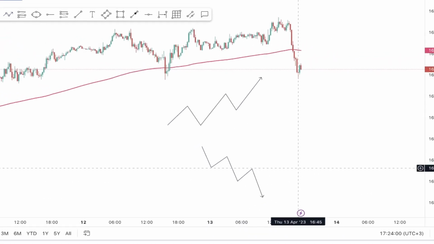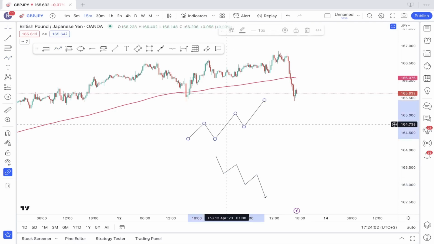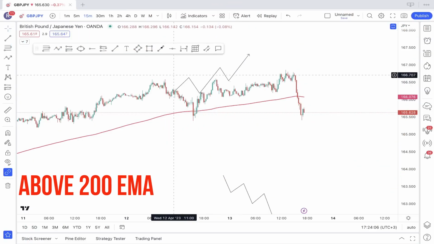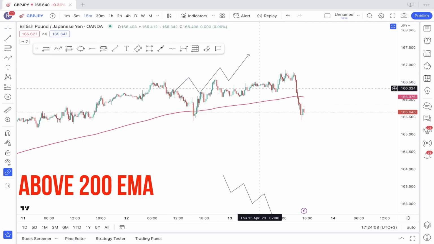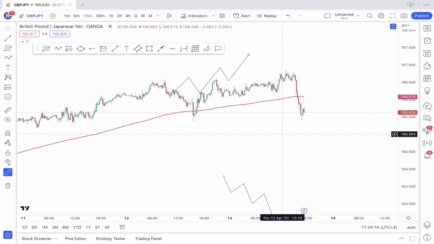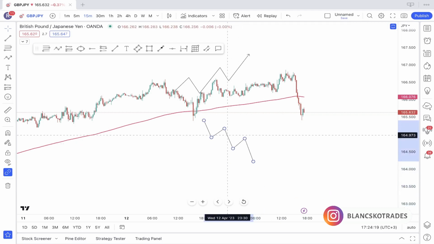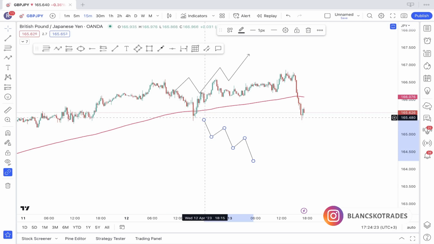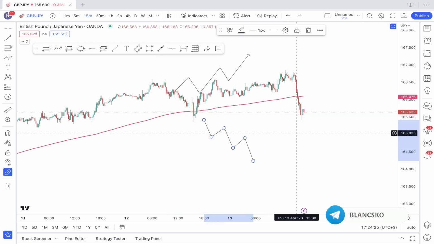Now, the second thing, when we have bullish market structure, we want the price to be above the 200 EMA to look for setups. If we have bullish market structure like this, but we are below the 200 EMA, we won't look for any setups. Same goes for the bearish structure. We want to see bearish structure like this forming below the 200 EMA, not above it. This rule is very, very important.